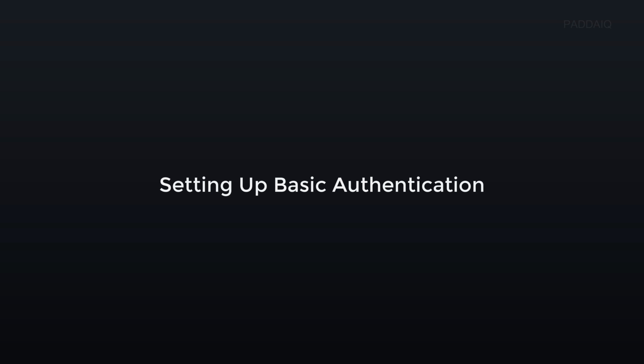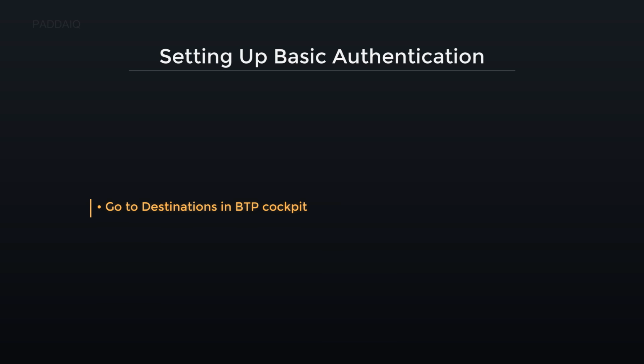Setting up basic authentication. Go to Destinations in BTP Cockpit. This is where you configure connections to external systems like on-premise SAP systems. For example, if your app needs data from SAP S/4HANA, you set up the destination here. This centralizes and secures your connection details for easy reuse across applications.